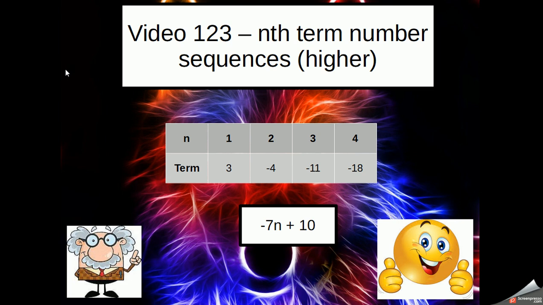And you can check that, say, have a look at the second one. If we're in the second term, n is 2, minus 7 times 2 is minus 14, adding 10 on is minus 4. Exactly the second term, and it'll work for any term.